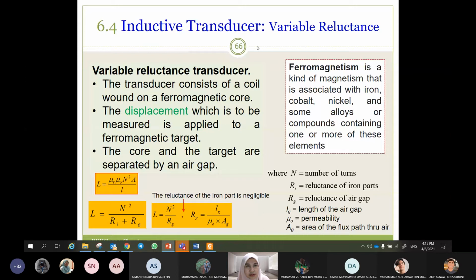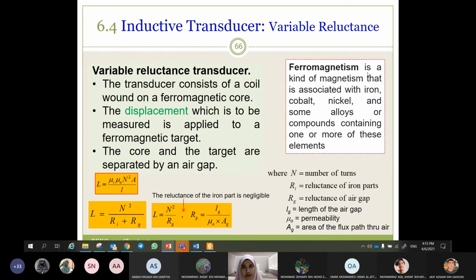Variable reluctance. The transducer consists of a coil wound on a ferromagnetic core. The displacement which is to be measured is applied to a ferromagnetic target. The core and the target are separated by an air gap. This is the general equation for inductance. The reluctance of the iron part is negligible.